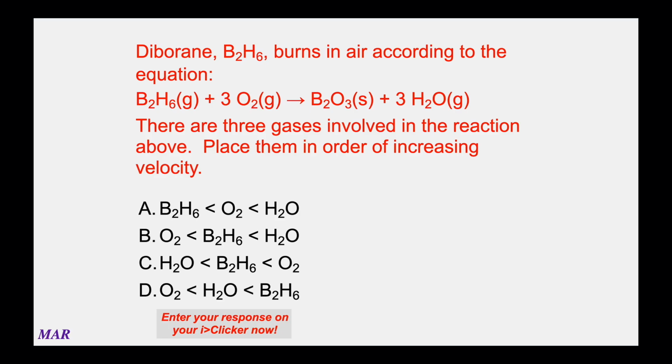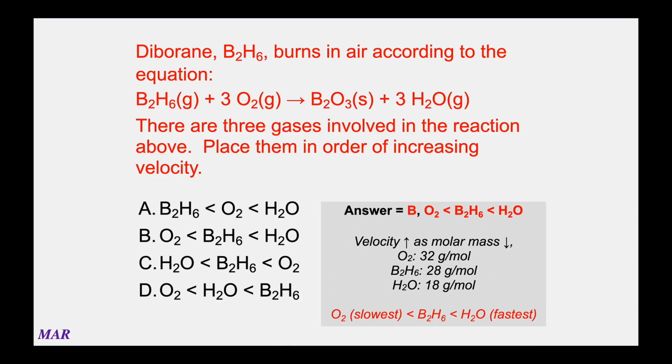And water, with the smaller molar mass, should have the fastest speed. So it goes O2, B2H6, H2O. And there are the molar masses. So you can see it went from heaviest molar mass to smallest molar mass. Chemists can use molar mass in lots of different ways, and this is just one example to see which ones are going to have the fastest speed.